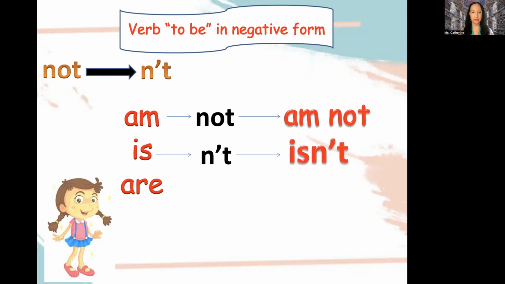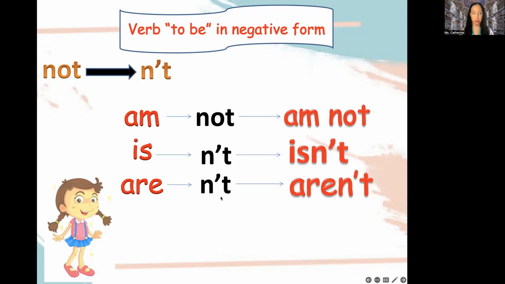Okay, so am plus not is am not. Is plus the changing from not to the short form and apostrophe T would be isn't. Are, remember, we cross out the A, we change it to N apostrophe T. Aren't, okay? So remember, we change the long form of not and make the short form N apostrophe T. Okay, you see them all here.